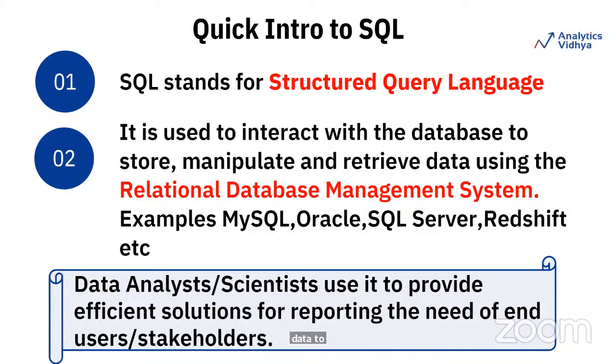The different relational database management systems that we have in the real world are MySQL, Microsoft SQL, Oracle, and Redshift. These are the different RDBMS systems, which hold the data, and the tables are stored in these systems, and SQL is used to extract the data from these RDBMS systems.